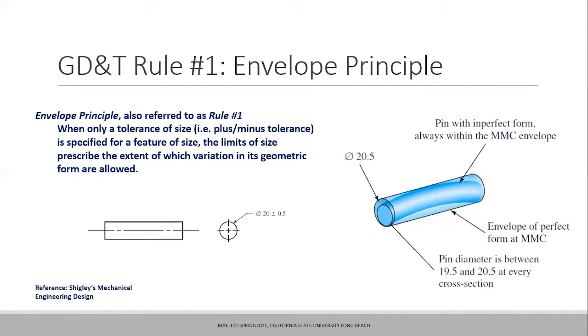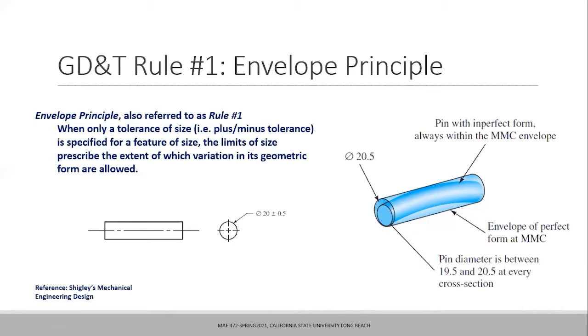So I was asking, what is the MMC condition for this drawing? It's 20.5, right? Everybody agrees? Yes. So what the number one rule says is that at 20.5 diameter, which represents the maximum material condition, you must have a perfect form.